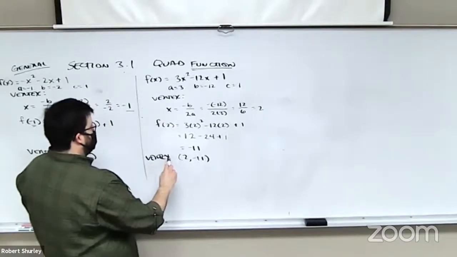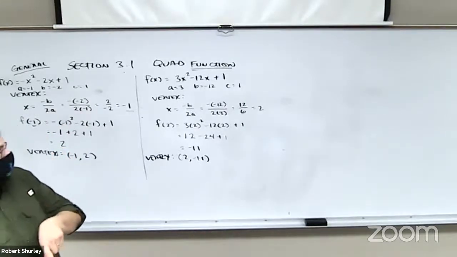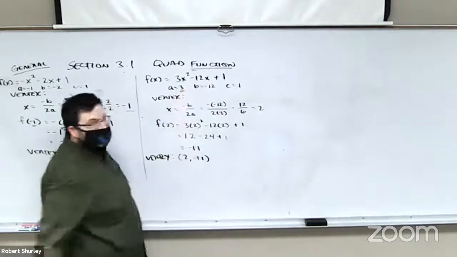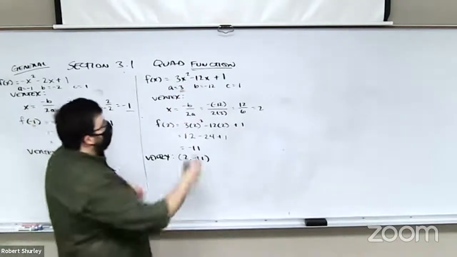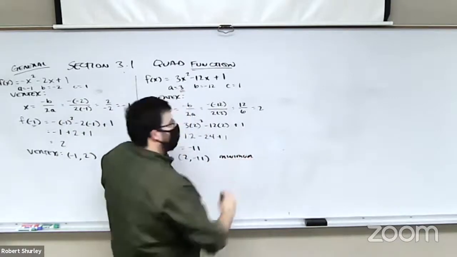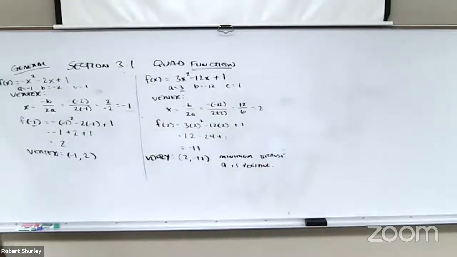Now, is this a maximum or a minimum? Why? Not the 2. Max, it's a negative. No, it's a minimum. Why is this a minimum? Because of the 3, not the x, but the 3, right? That a value is positive. Yeah, 3 is positive, so this is going to be a minimum. So let's write that down. Minimum because a is positive.